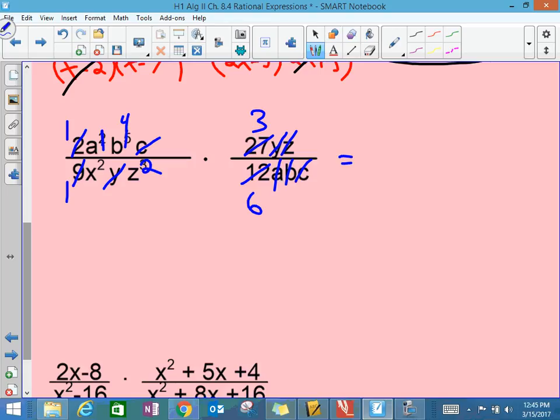Do you have to put the 1 there? No, you don't have to, but it's nice to show something. So now let's see what we got left here. Up here, go to the bottom. We have A, B to the 4th, and a 3. So 3A, B to the 4th. On the bottom, we have an x squared, a z squared, and a 6.